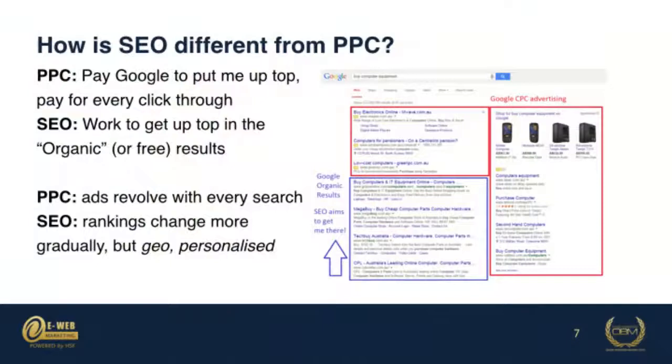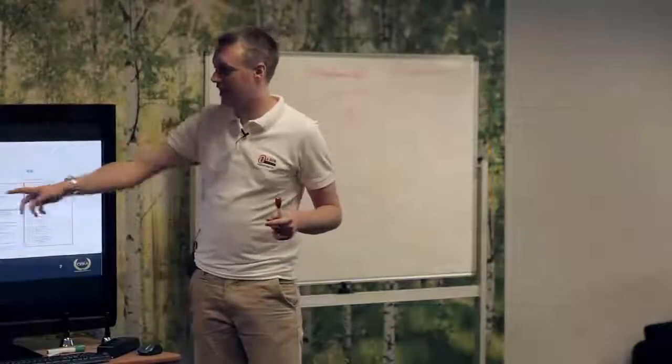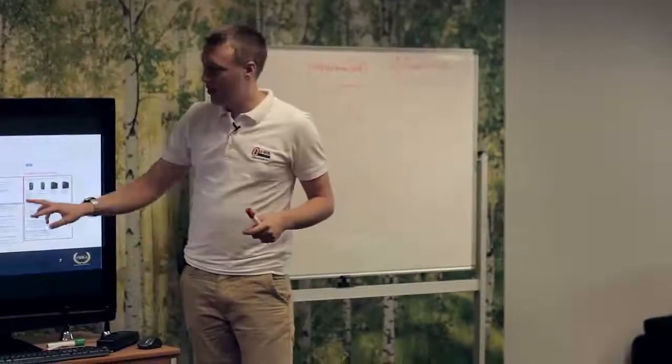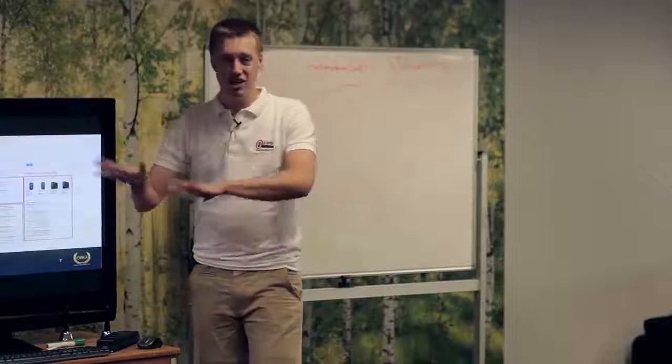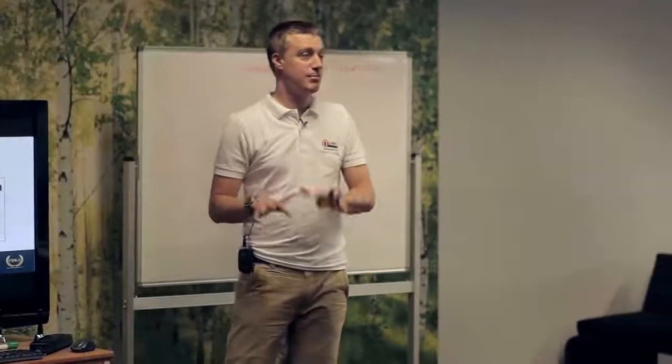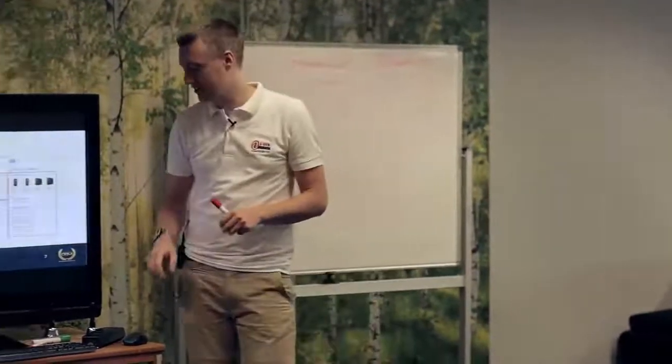How is SEO different from PPC? I'm just trying to give context. So with PPC, you pay whenever you get a click-through, and with SEO, you work to get to the top. With PPC, every time someone searches for something, these ads will actually rotate. So even if you see an ad at the top here now, and your friend searches for it, that ad may not even be here, right? With SEO, the rankings are changing all the time, but they don't fluctuate as much as PPC does, if that makes sense.